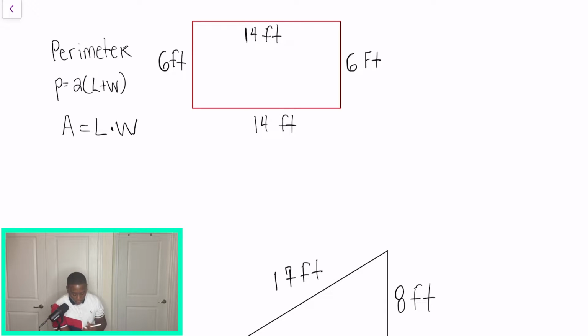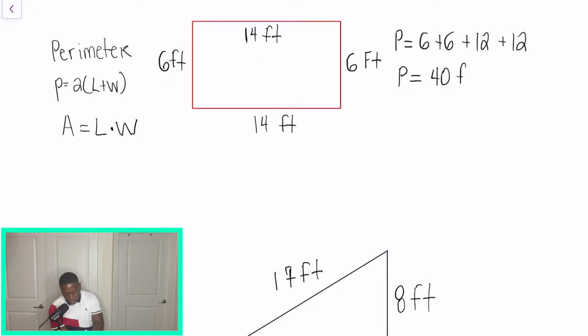So when we're talking about perimeter, all we have to do in our first problem is P is equal to 6 plus 6 plus 12 plus 12. So what we would say now is that perimeter, P, is equal to 40 feet. And then that would be it.